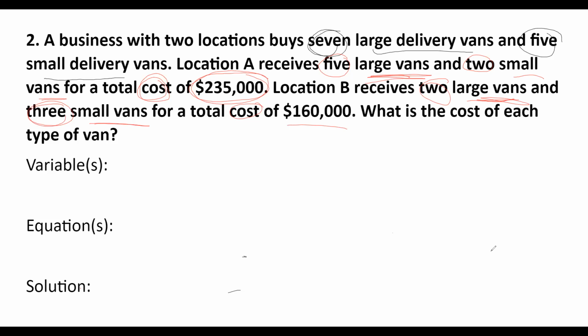So in this case, we're going to be making 2 equations. But first, we have to define our variables. I already asked you what you would define your variables as, so let's see if you were right. For X, I said large vans, and for Y, small vans. Then we want to make our equations.